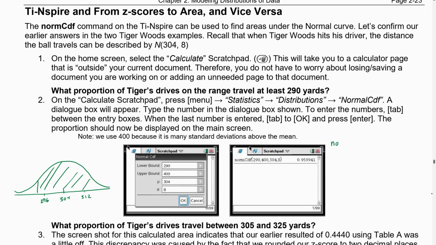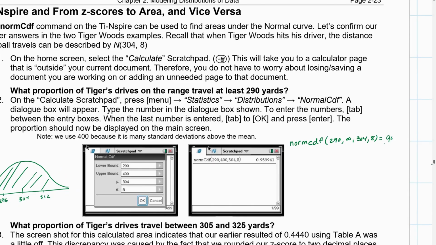They also would like you to say, I typed in the calculator, it said norm CDF 290 infinity 304 8, and that was equal to the answer 0.9599. Now, they want you to document what each of those numbers represent. This represented the lower bound. This represented the upper bound. This represented the mean. And this represented the standard deviation. So they would like you to document the things that you did.